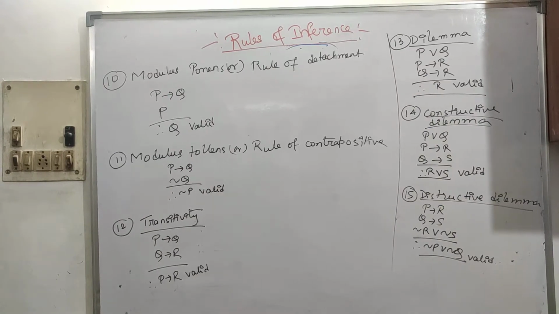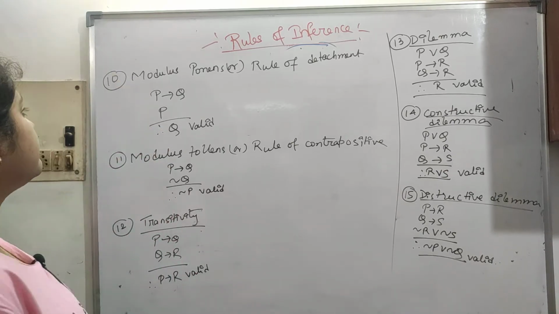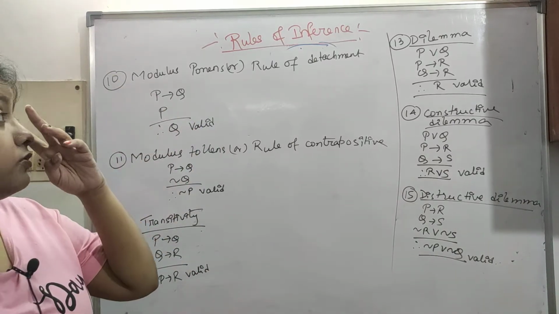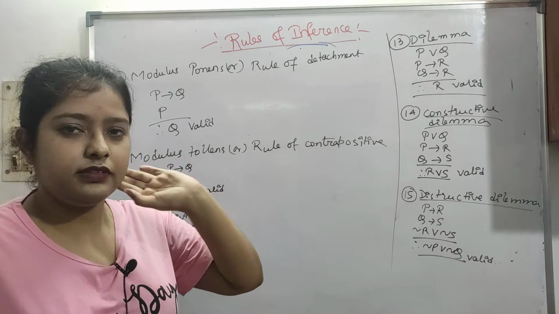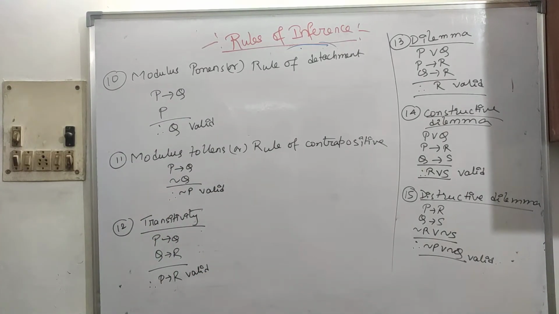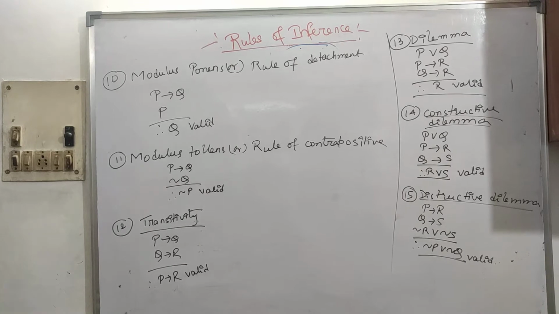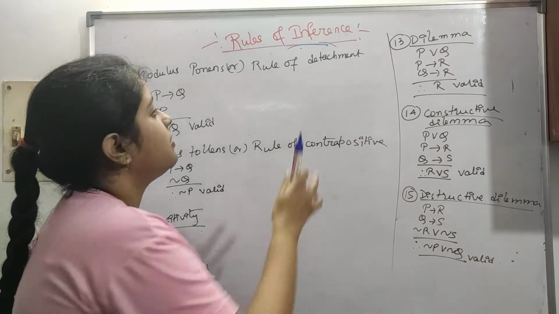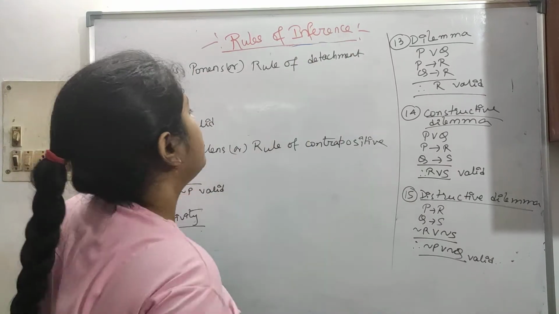So now we are currently at 9, and these are some more. Let's see number 10: modus ponens, or rule of detachment. These terminologies are used. You don't have to remember all of this.